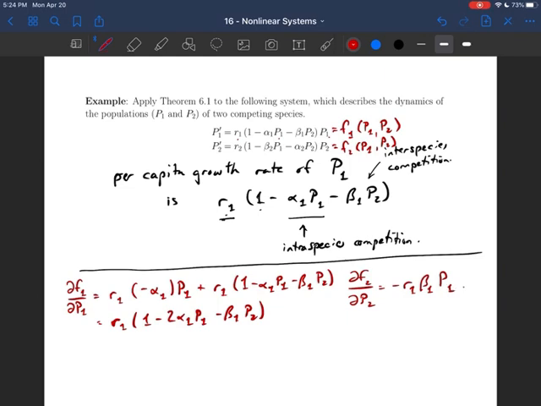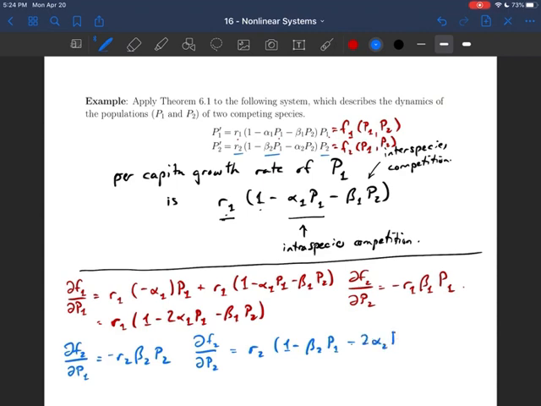Similarly, we can take the partial of F1 with respect to P2. And that one's a little bit simpler. We get minus R1 beta 1 P1. Okay, we now need to find partials of F2. The partial of F2 with respect to P1 is equal to minus R2 beta 2 P2, because the only term with the P1 in it will be R2 times beta 2 P1 times P2.